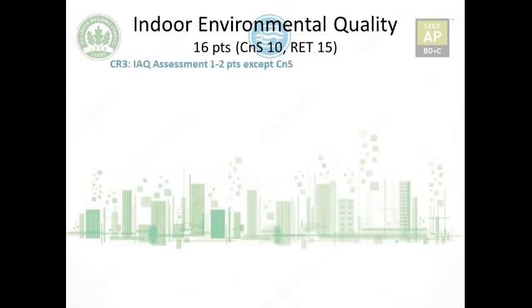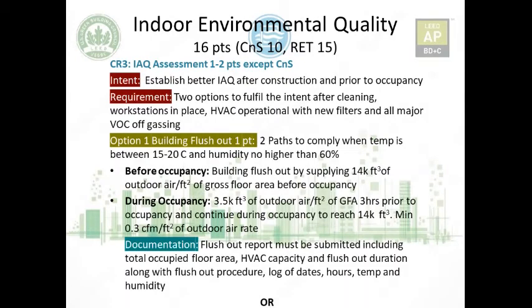Credit number 3, indoor air quality assessment, 1 to 2 points, except core and shell. Core and shell is exempted because the spaces are not finished even when the project is. So this credit deals with when the construction is finished and the building is yet to be occupied but cleaned, all filters are put in place, and the workstations, furniture, everything is in place. Only then you have 2 options to go.